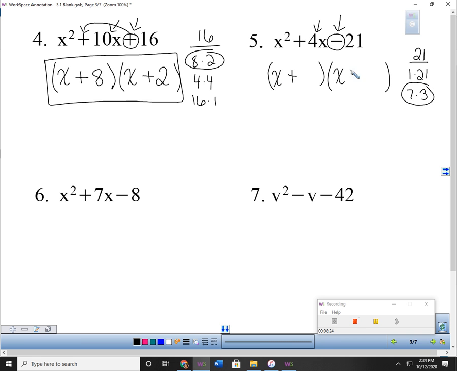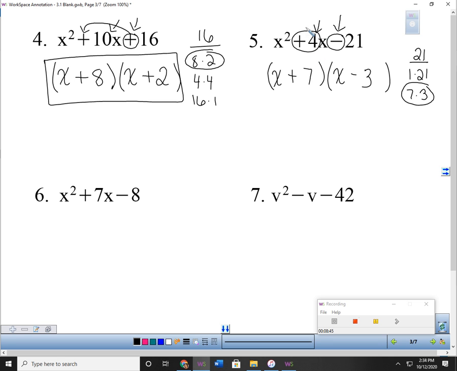Now, these are different, so I have to decide where I should put the 7 and where I should put the 3. So we already know that the outside and the inside add together to make this middle number, and I want it to be a positive 4. So I need to put my 7, because it's bigger, with the positive number. So whatever you want this to be, your bigger number is going to go with that symbol.